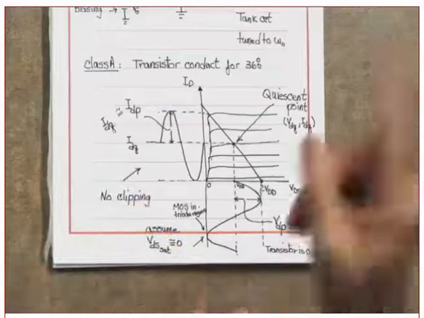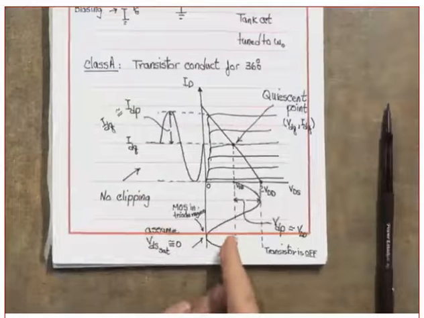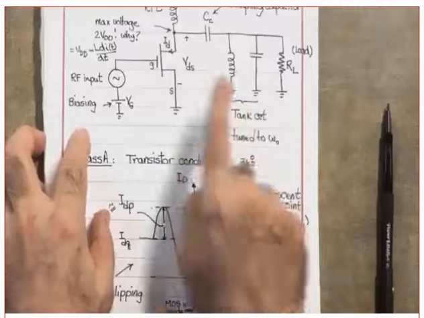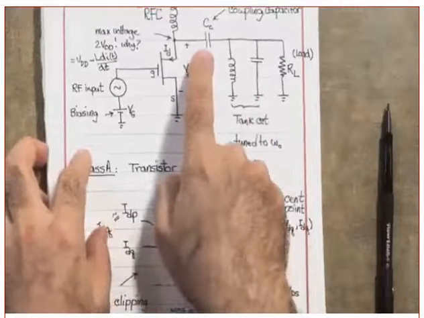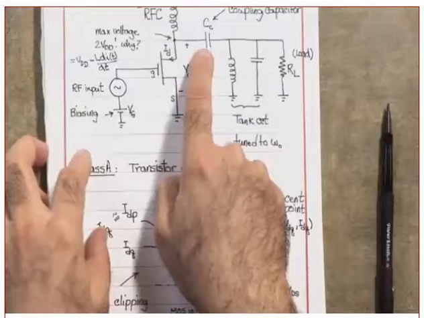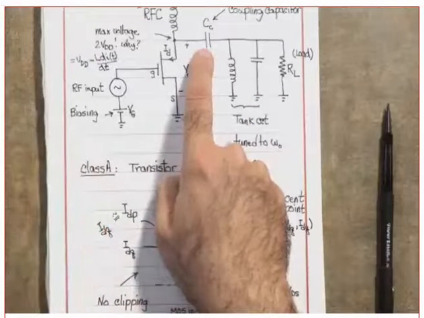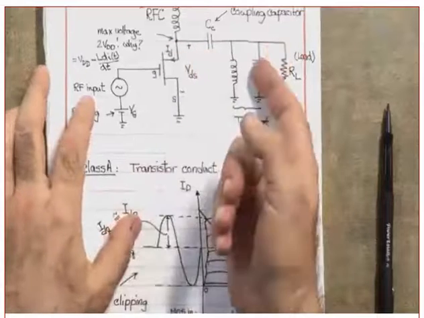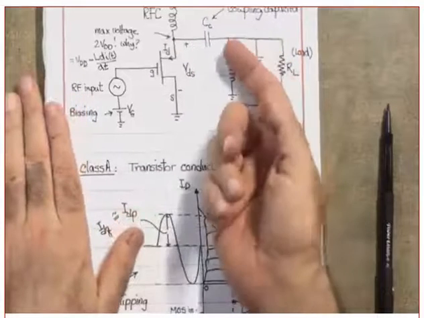Will this voltage appear at the load? Yes, it will. Why? Because for AC, for RF, this behaves as a short circuit. So whatever the voltage in here will be the voltage in here. Agree? Yes or no? Okay.